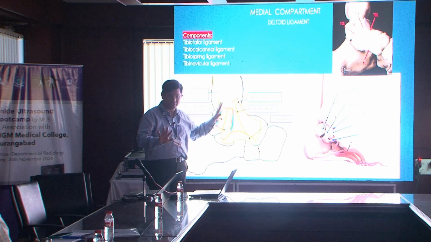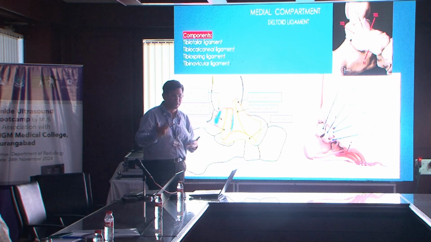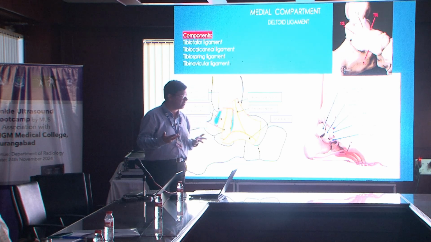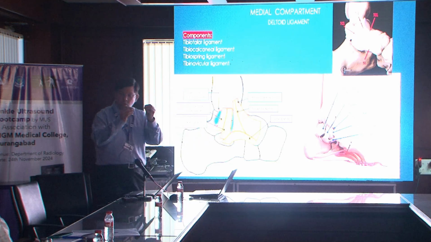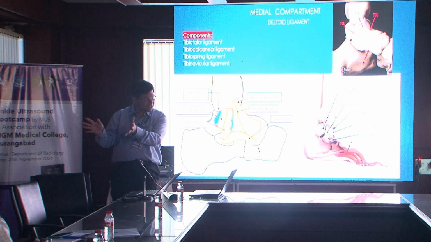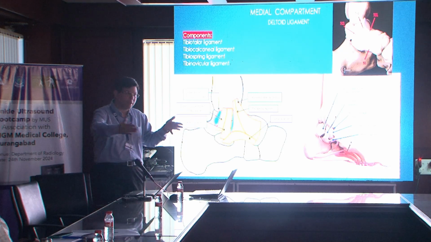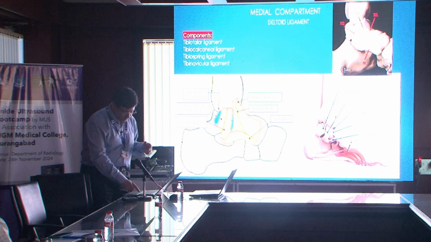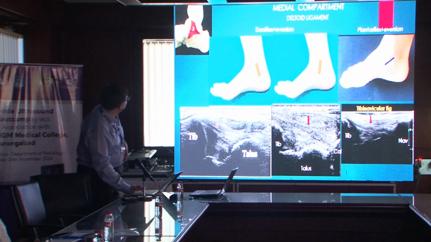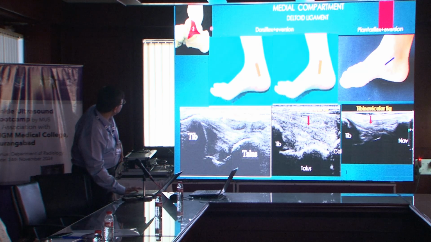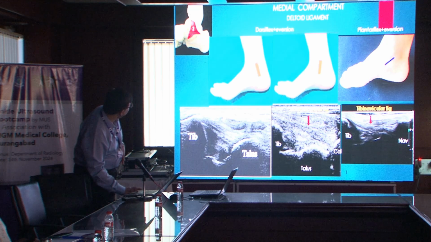It's a little tricky and a little confusing in the beginning, but as you start doing and seeing it repeatedly, you will be able to appreciate those structures. Sometimes it's difficult to differentiate one set of fibers from the other fibers of the deltoid because they are in a continuum. In this image, this is posterior: the tibiotalar component. You have the tibiocalcaneal component and the tibiospring component, and this is the tibionavicular component.